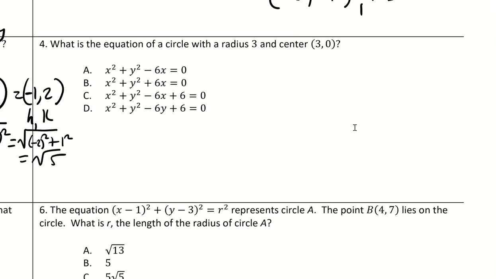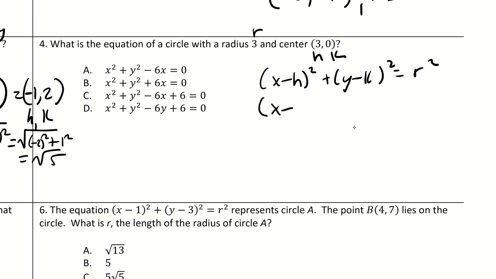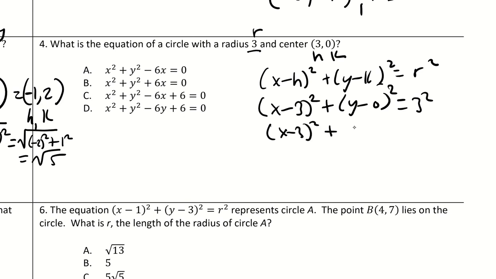Number 4, what is the equation of a circle with a radius of 3 and a center of 3, 0? So this is h, this is k, this is the radius. So it's x minus h squared plus y minus k squared equals r squared. So we got x minus 3 squared, and then y minus 0 squared, right? Equals 3 squared. And 3 squared is just 9. So we got x minus 3 squared plus y squared. The 0 doesn't do anything, so we can just write it as y squared. 3 times 3 is 9. All right, so here's your answer.